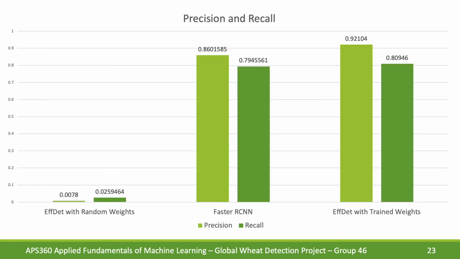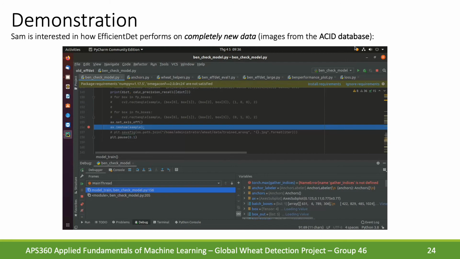Sam calculated the precision and recall of EfficientDet and two baseline models on a test set of 500 images, and found that EfficientDet with trained weights did have a better performance compared with Faster RCNN. There is one problem though. Images in the training, validation, and test set are all aerial pictures of wheat heads. To find out if the model really knows how to recognize wheat heads, Sam decided to test EfficientDet on a completely new dataset, the ACID database, which has images taken from a completely different angle.